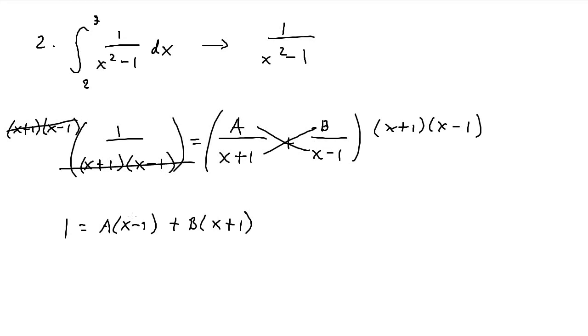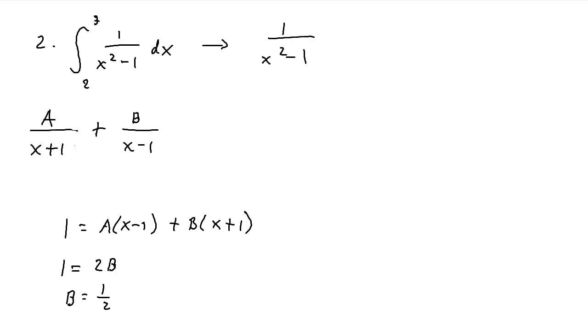So let's go ahead and start by plugging in 1 for x. So when I plug in 1 for x, we get 1 equals 1 minus 1 is 0, 0 times a will cancel, and then we'll get 1 plus 1, which is 2, so 1 equals 2 times b. So that tells us that b equals 1/2.